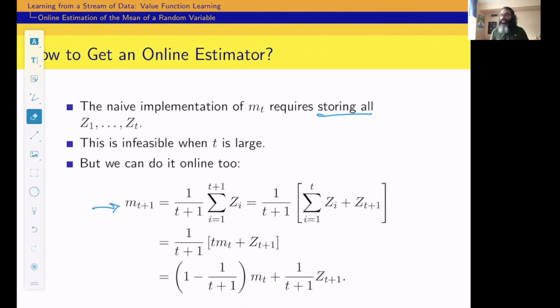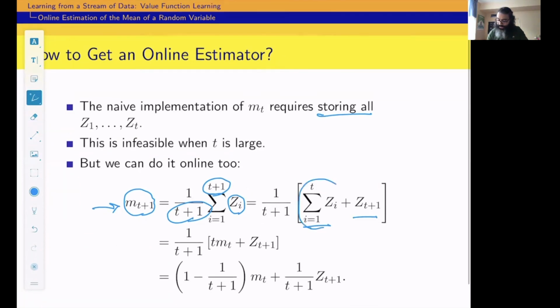Here is how it works. We basically want to relate M_{T+1}, the new estimate, to the previous estimate and the new data. So based on the definition, it is the sum of samples z_i up to T+1, divided by T+1. I divide the summation into two parts: the first T samples, and then the new sample.